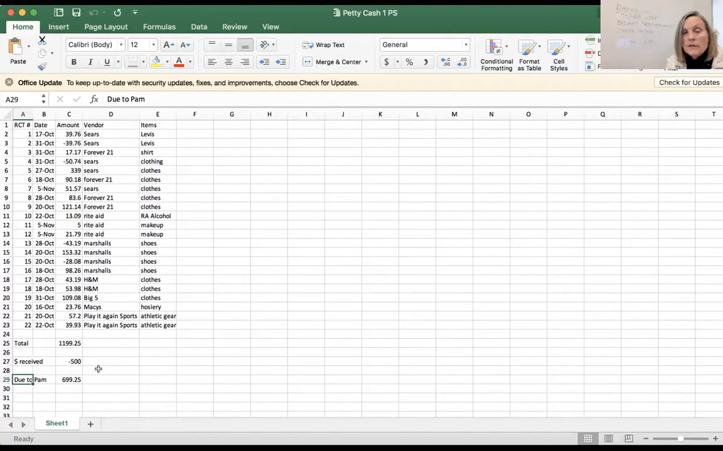But every single item needs to be accounted for. So your petty cash is the way that you can account for every single item. And then you give this list with your receipts. You make a copy of this list. You make a copy of all of your receipts. You keep those together so that you make sure that your employer reimburses you for that.